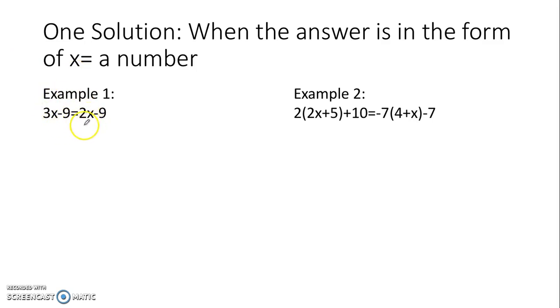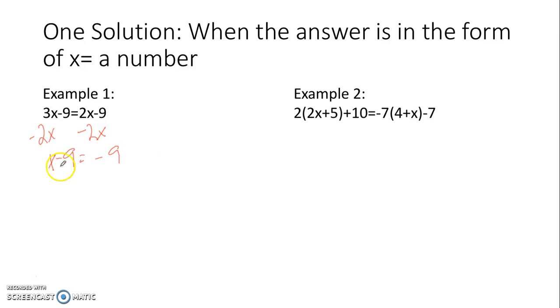Let's move the variables over first, just because sometimes that's easier. So let's move minus 2x. It doesn't matter which one you do, I just like to work with positives. So minus 2x on both sides, because it's a positive 2x on this side, so we have to subtract 2x on both sides to get it to the other side. So 3x minus 2x is just x, minus 9 is equal to negative 9.